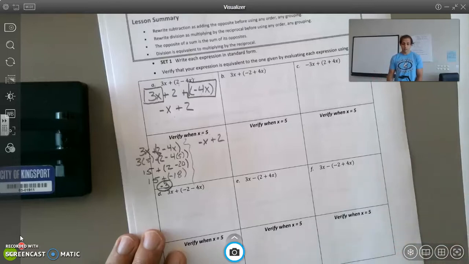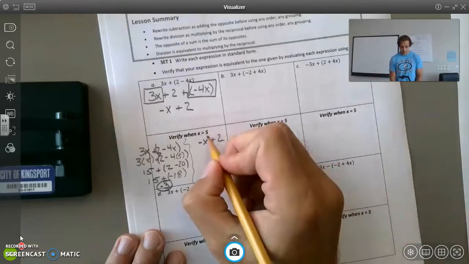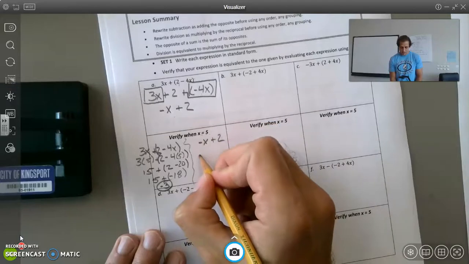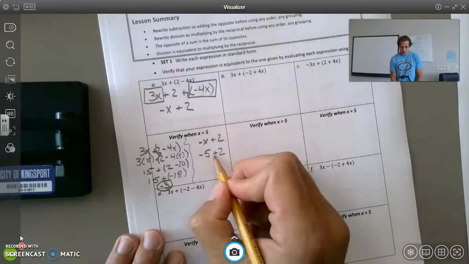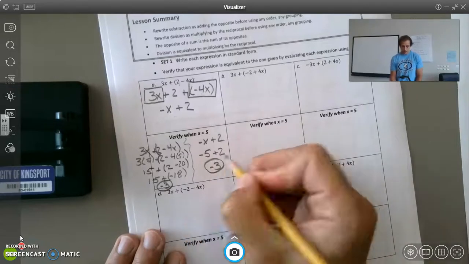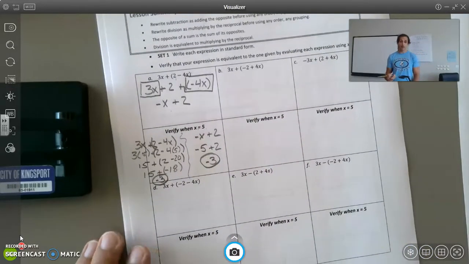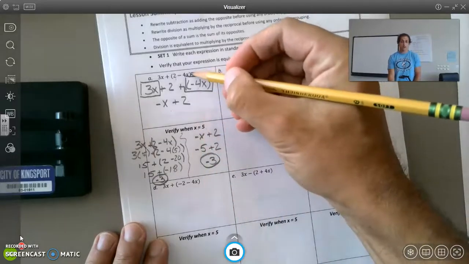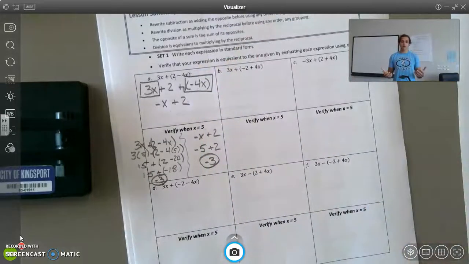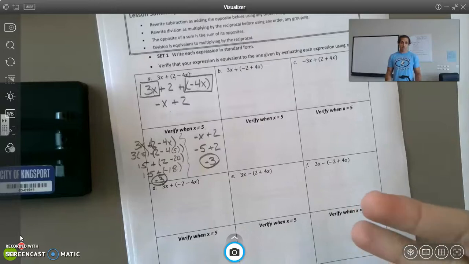Let's see, is it equivalent? 5 in for x, so the opposite of 5 plus 2. Add those together, negative 3. I have proved, I have verified that this expression and this expression are equivalent because when I plugged in a value for x, when I substituted a value for x, I evaluated both expressions to the same value.